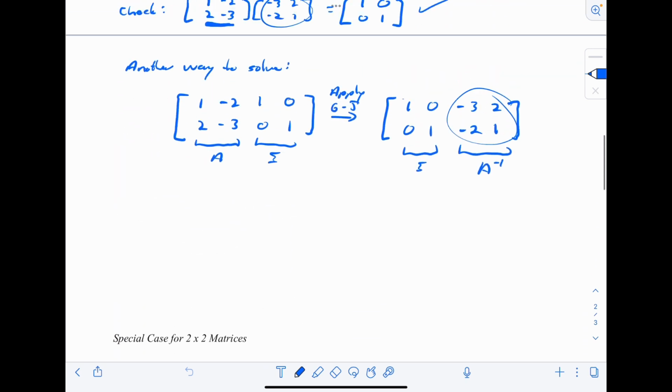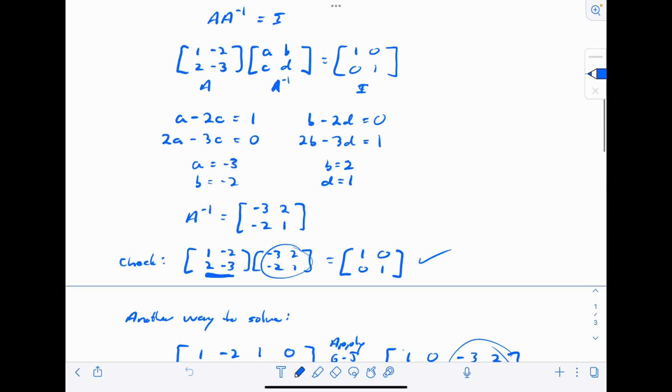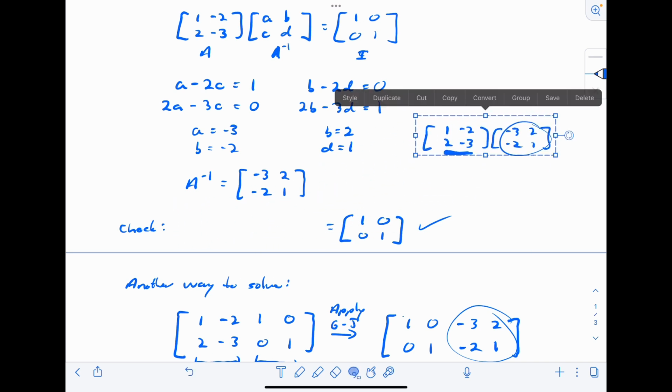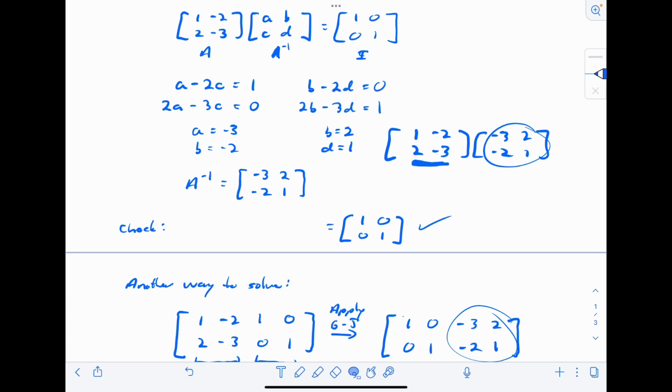So if you look at the answer here and look at the original, the 1, -2, 2, -3. So in fact, let me just pull this out here. So this is our answer, right? And our A and our answer. Let me just clean this up a little bit so we can see this better. So this is A, this is its inverse.